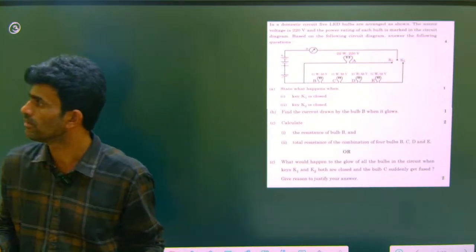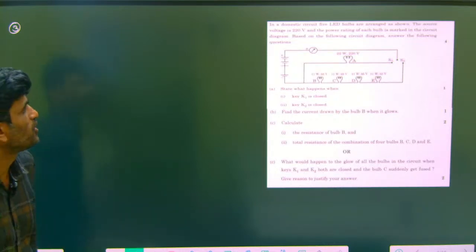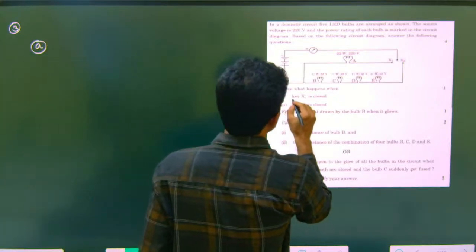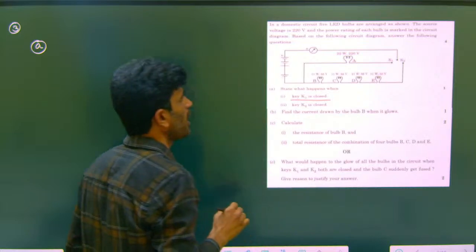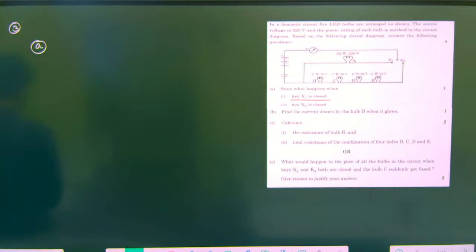Can you see me? Okay, let's continue. Can you answer what is the answer for the first question here? A. What is A? K1 is closed. What happens if K1 is closed? Can you see the figure? Observe the figure, and see what happens if K1 is closed.